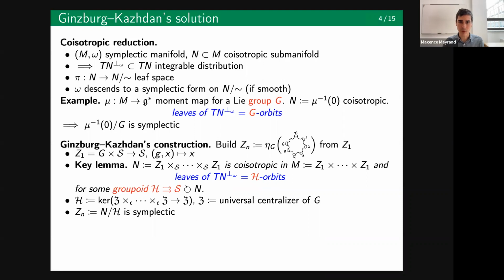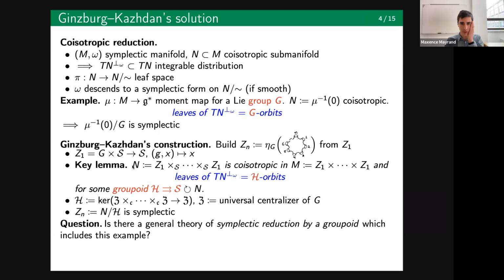Okay, so we have something which is a co-isotropic reduction, but it has more structure, which is very reminiscent of the example of a moment map where G orbits are the leaves of the foliation. Now it's H orbits for some groupoid. So the question is, can we see this N as some kind of moment map condition for a more general theory of symplectic reduction by a groupoid, which includes this example? That was the motivation for this work.